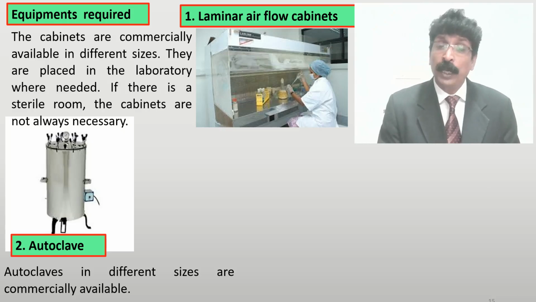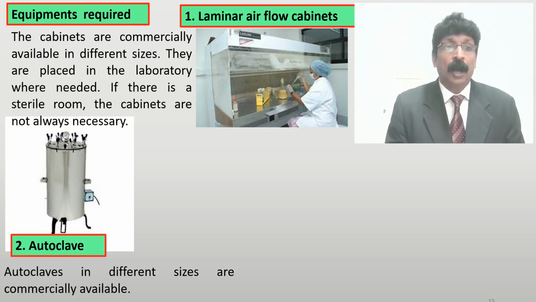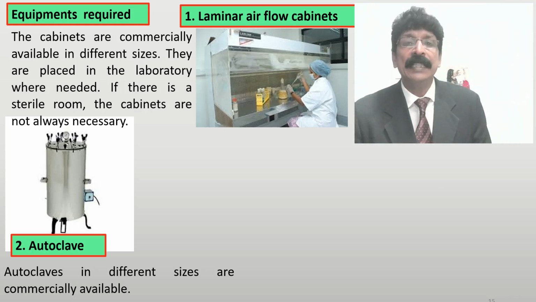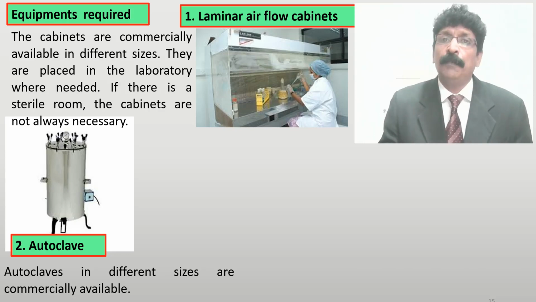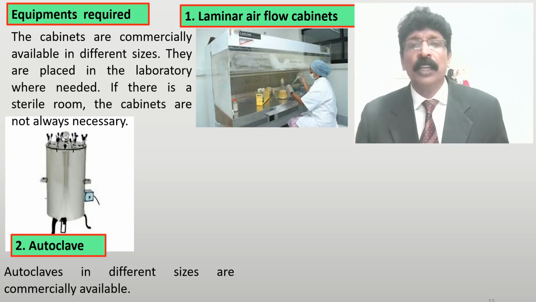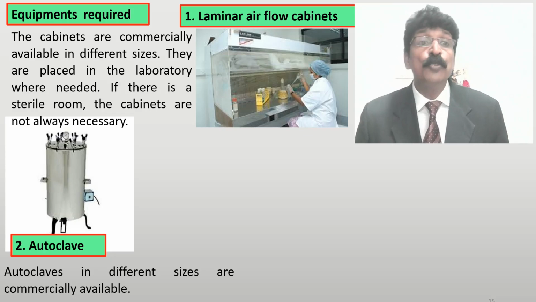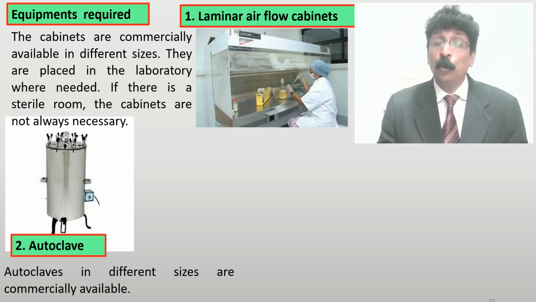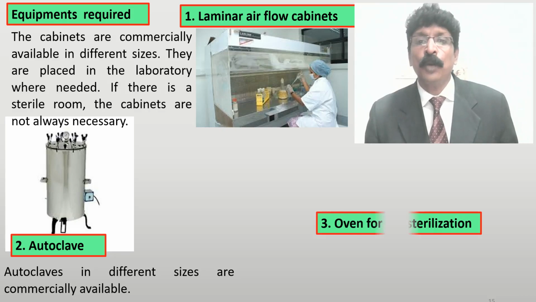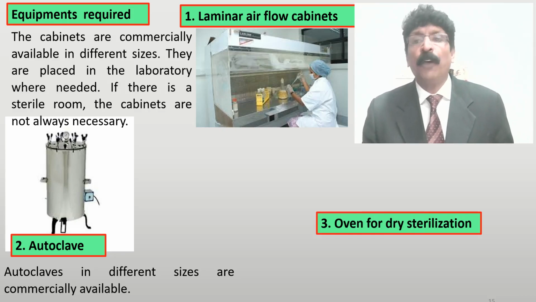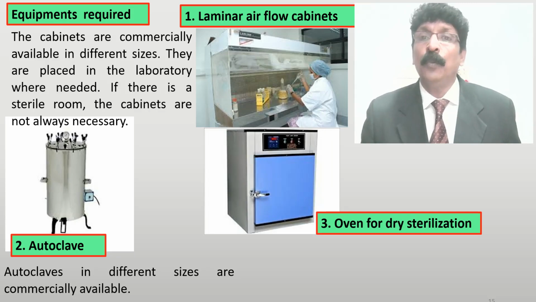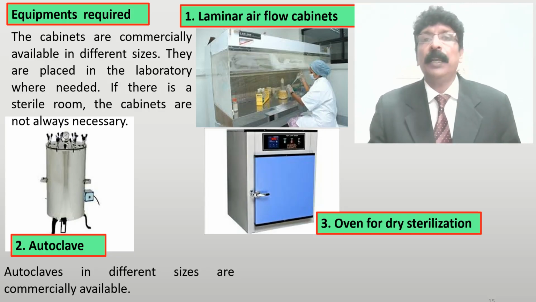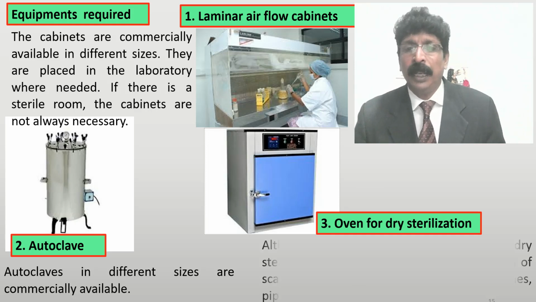Number 2, autoclave is an instrument requirement. Autoclaves of different sizes are commercially available. You can see that for moist heat sterilization, which we are using for plant tissue culture and microbiological studies, we used to use this size. Even room type and shelf types are also available. Number 3, an oven for dry heat sterilization, which we needed, we can use. It's available bigger than this also in our lab.